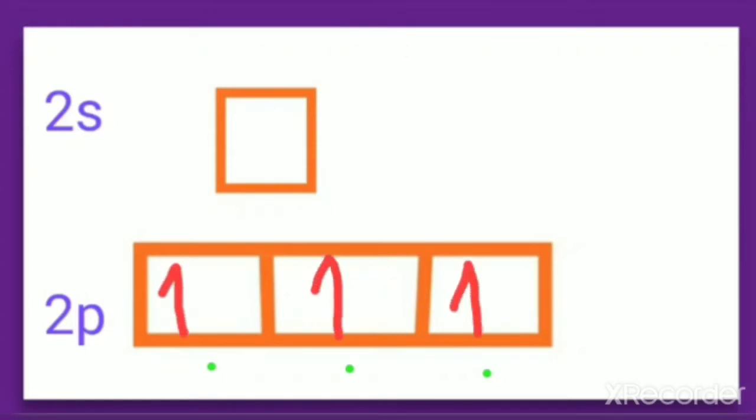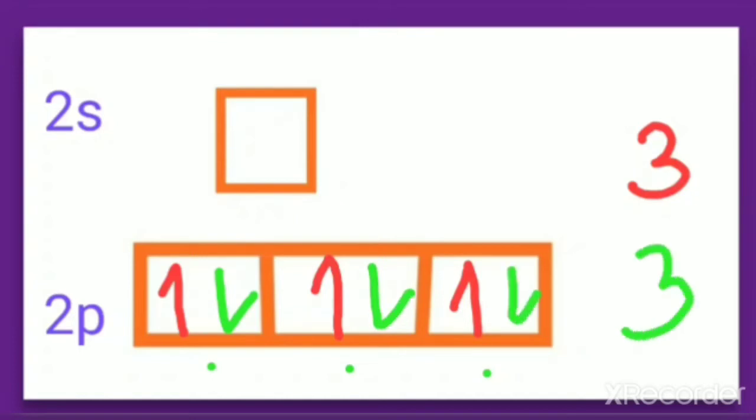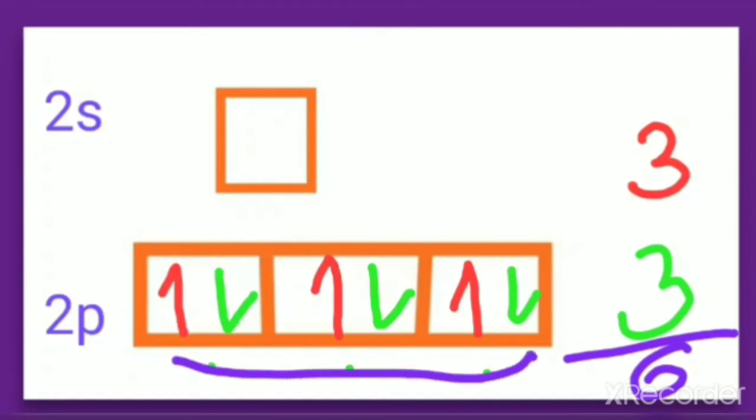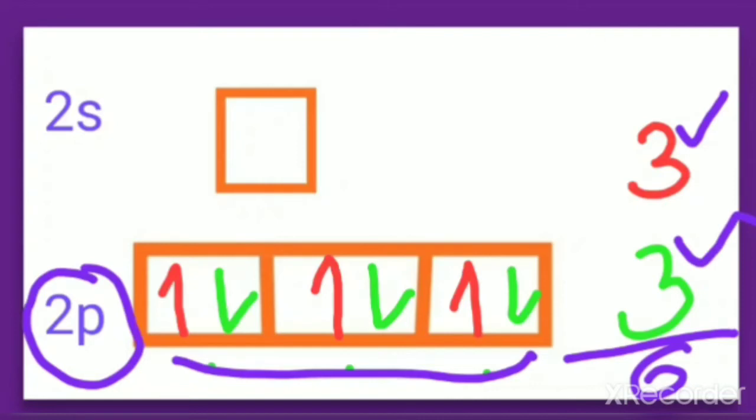There are three electrons in the 2p subshell with clockwise spin, and three electrons with anti-clockwise spin. So we can say that there are a total of six electrons in the 2p subshell, and a total of six electrons can be accommodated in 2p. Of these, three electrons have clockwise spin and three electrons have anti-clockwise spin.